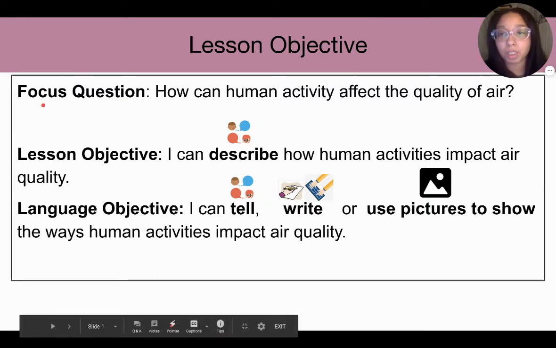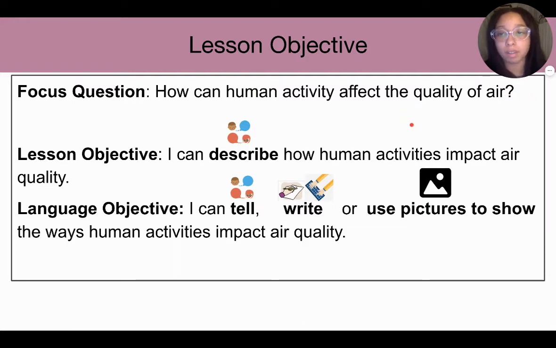Here's the focus question. How can human activity affect the quality of air? Lesson objective. I can describe how human activities impact air quality. Language objective. I can tell, write or type, or use pictures to show the ways human activities impact air quality.